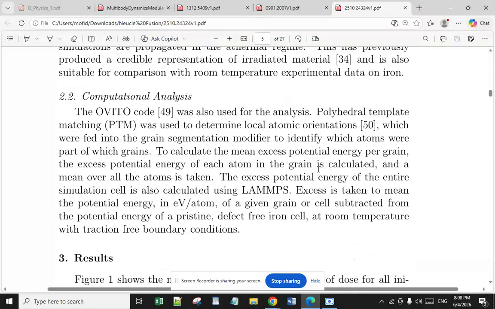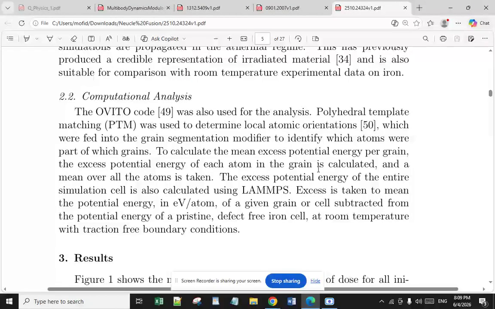Computational analysis. The OVITO code was also used for the analysis. Polyhedral template matching, or PTM, was used to determine local atomic orientations, which were fed into the grain segmentation modifier to identify which atoms were part of which grains. To calculate the mean excess potential energy per grain, the excess potential energy of each atom in the grain is calculated, and the mean over all atoms is taken.